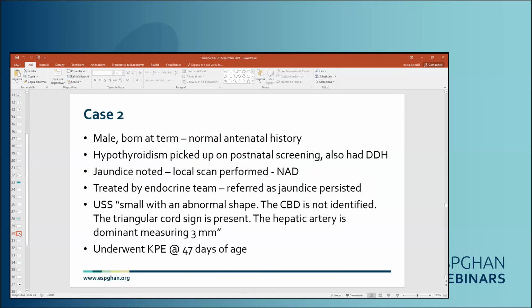Second case, so it's again biliary atresia, but a slightly different aspect. This is a child that had hypothyroidism, and there was a delay in the child getting to our center because he was being treated for his hypothyroidism, and the endocrinologist felt that the high jaundice levels were consistent with the diagnosis of hypothyroidism. But eventually the child made it to us, had all the signs on ultrasound for biliary atresia, and underwent a Kasai at 47 days of age.